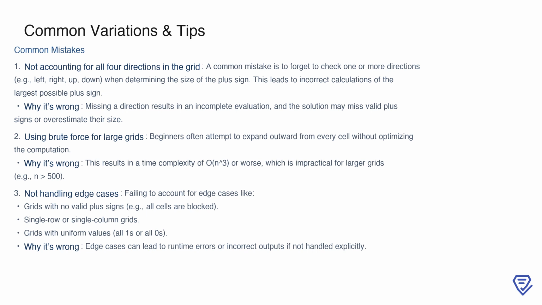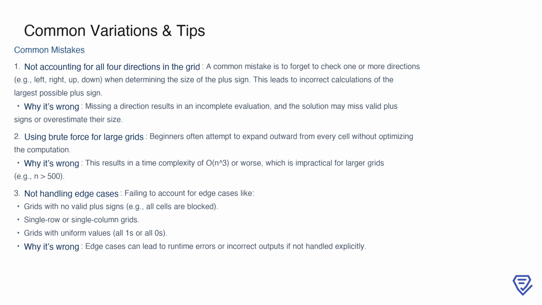First, it's crucial to account for all 4 directions, up, down, left, and right, when evaluating the size of a plus sign at a given cell. Missing even one direction can lead to incomplete calculations, causing the algorithm to either overlook valid plus signs or overestimate their size. Another pitfall is the use of brute force, where you attempt to expand outward from every cell in the grid without optimizing the process. This can result in a time complexity of n cubed, or worse, which becomes highly inefficient, especially for larger grids.